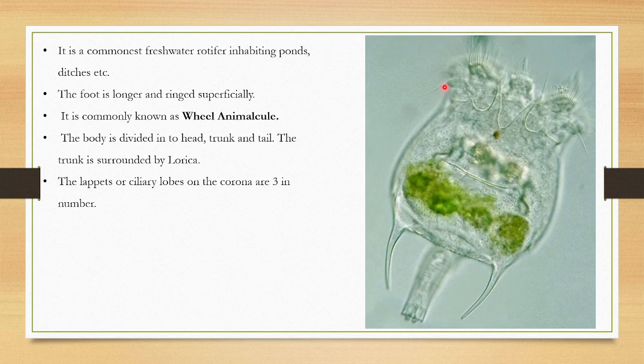And the whole body is covered by a glass-like structure called the lorica. This glass-like structure covering is called the lorica. On the top, the corona. This is the corona region, and which has three lobes: 1, 2, and 3.